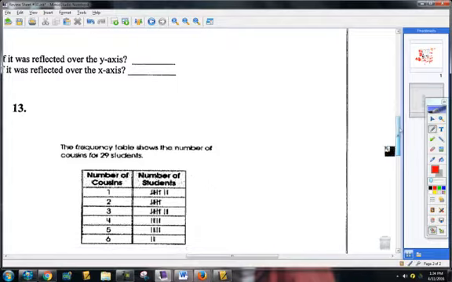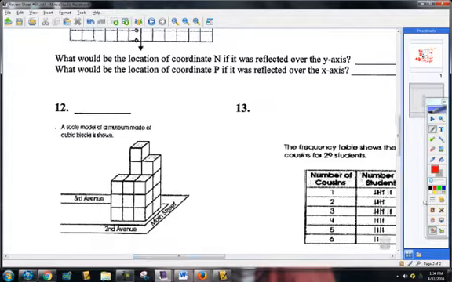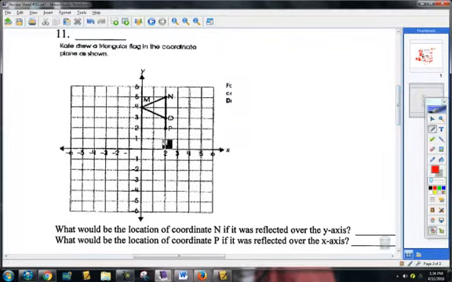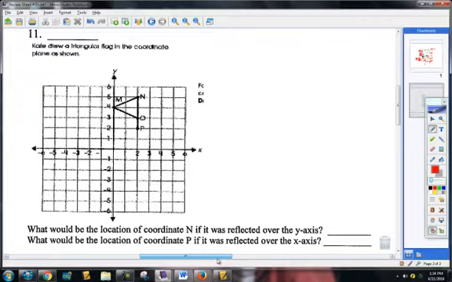Let's go up here. Okay? It is giving you, and it's really hard to read, I know it's really blurry, but you can see what's drawn there. And basically, it says, what would the location of coordinate N be if you reflected it over the Y? Now, the first thing you got to know is which one the Y and the X is. It's already labeled for you, but the X is always the horizontal and the Y.